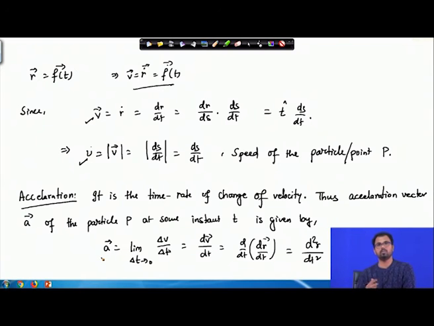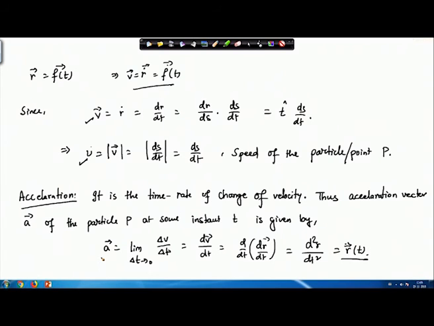So, if we are asked to calculate the acceleration of a moving particle along a curve r equals f(t), all you have to do is differentiate it twice with respect to the parameter, whether it is t or theta, whatever it is, and that will give you the acceleration. And if you are given a point, let us say t equals 1, then it will give you the acceleration at that point t equals 1.